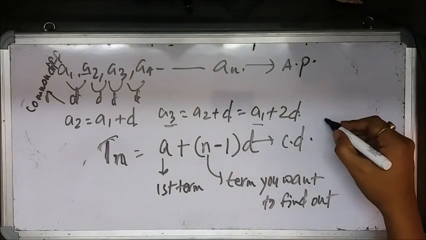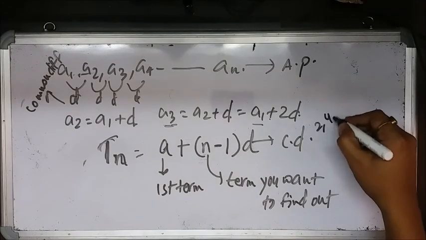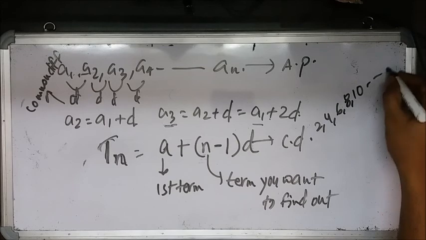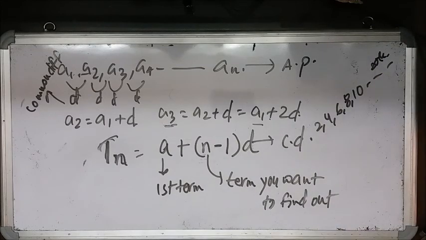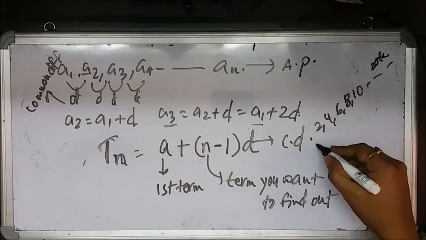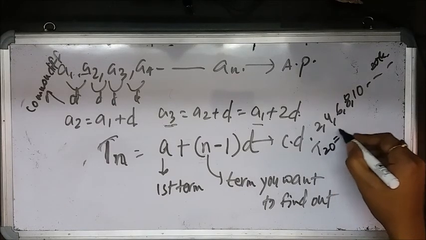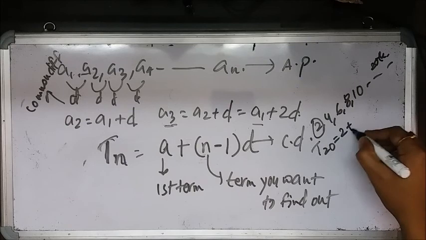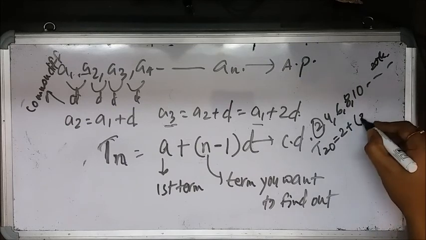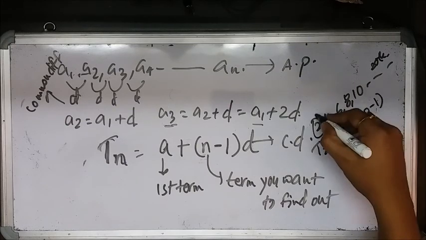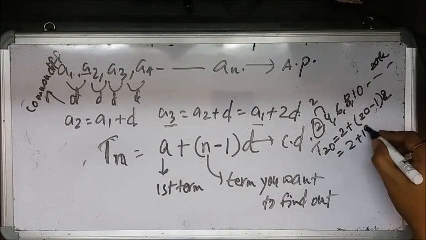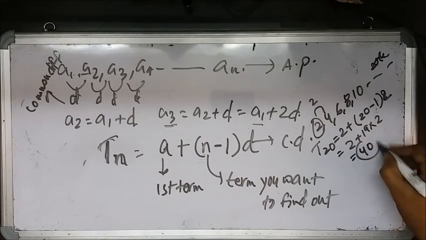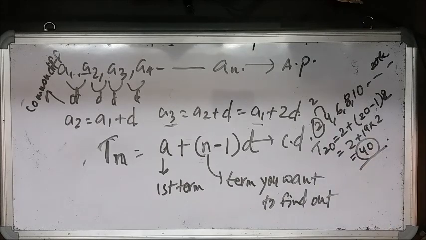So suppose I have 2, 4, 6, 8, 10, and somebody told me to find out the 20th term of this sequence. I'll directly write the formula: T20. What is the first term? That is 2, plus which term I have to find out? 20 minus 1. What's the common difference? 2. That will come out to be 2 plus 19 into 2, which is equal to 40. So this is how you can find out the nth term of any AP.